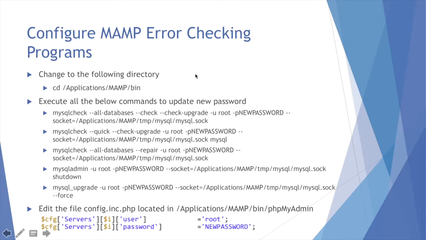The second step is to make sure that you configured all the necessary error checking programs that MAMP has installed, and thus every time that you start and turn off the instance of MySQL. You do so by going to applications, MAMP, bin, and you execute all these commands listed here. Each of these commands has -p new password. Make sure that you put your newest password there, the one that you changed it to. And lastly, you have to configure the file located in applications, MAMP, bin, phpMyAdmin to make sure that phpMyAdmin is also aware of the new password.